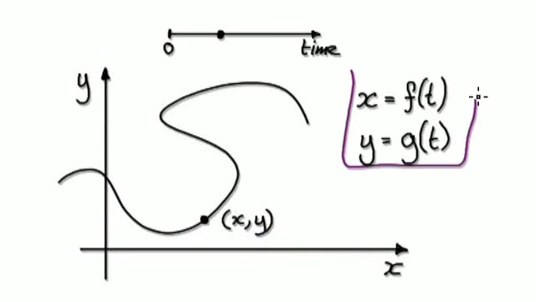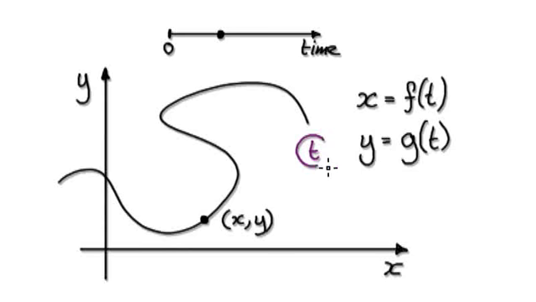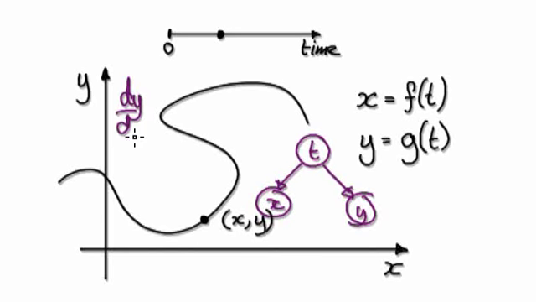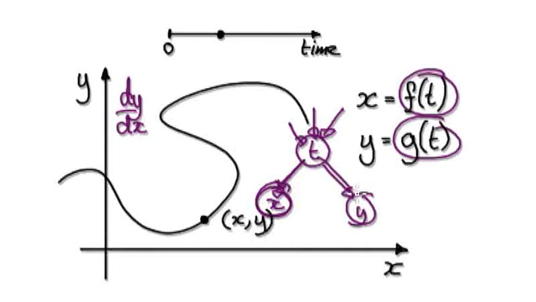But the problem with parametric equations is that everything is driven by time, by this t. You input a time, and then it will tell you the x coordinate. It will then tell you the y coordinate. So we are trying to find dy by dx, but everything is driven by time. Once you've got your time, this here will tell you your x coordinate, and this here will tell you your y coordinate.